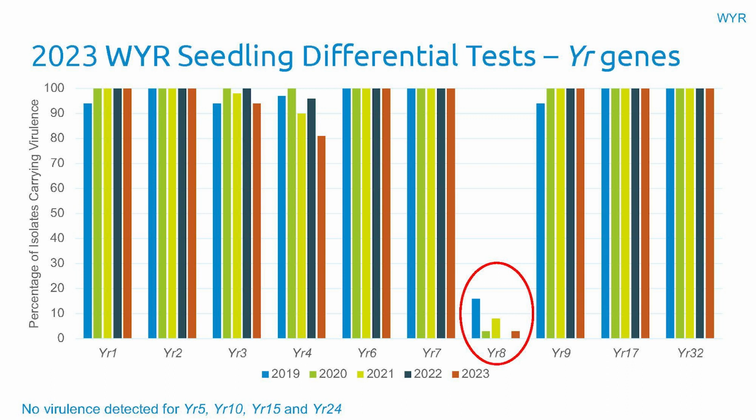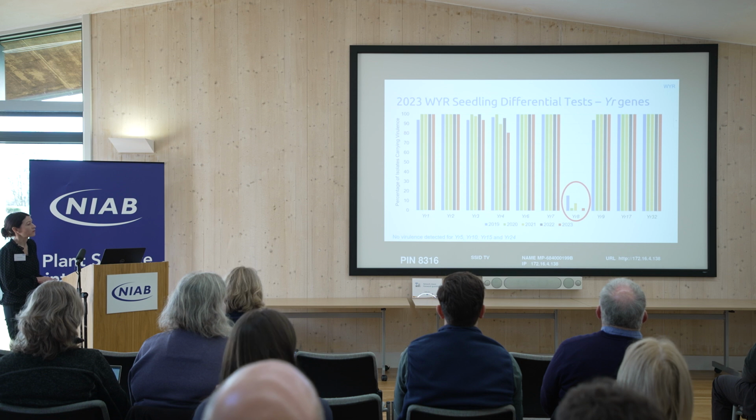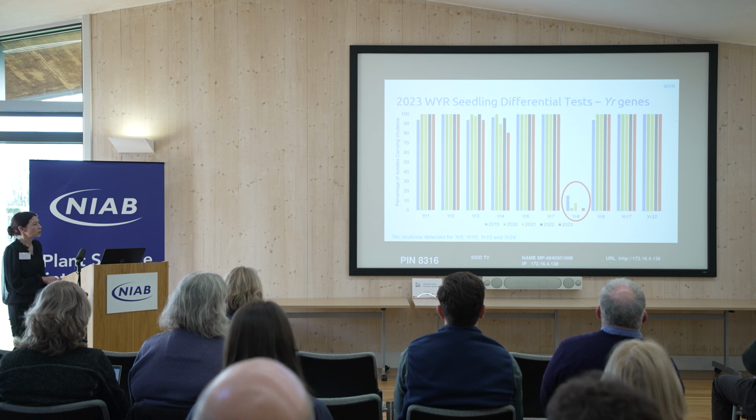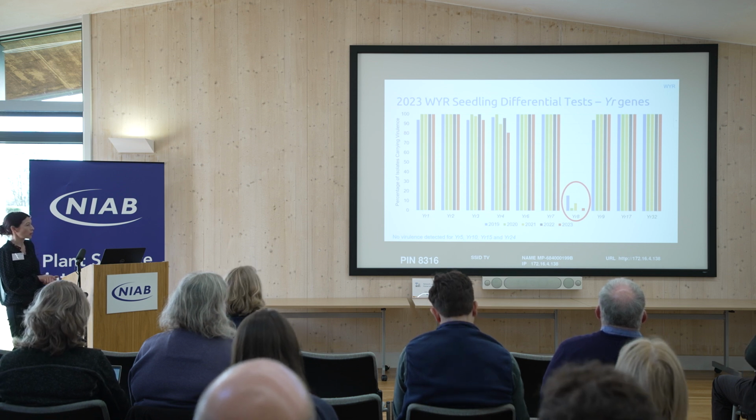But the one that we always keep an eye on is this one here, which is virulence for YR8. You can see that over the years it has been seen in some of our isolates. It wasn't detected in 2022, but we did see it in 3% of samples in 2023. And no virulence was detected for YR5, YR10, YR15 and YR24.